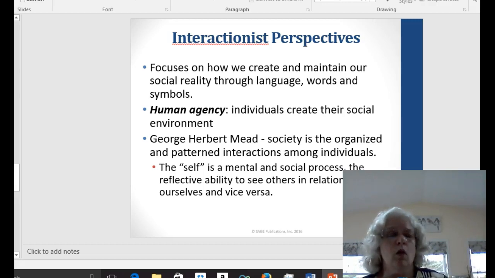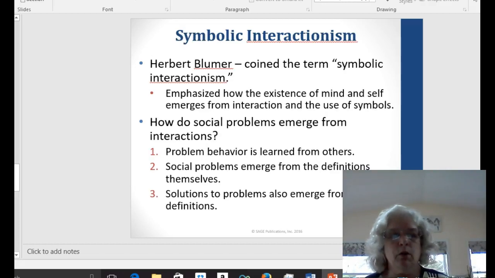But Mead is well before that, and he talks about the self as a mental and social process that reflects the ability to see others in relationship to ourselves and vice versa. Following Mead, there are people who talk in symbolic interactions, such as Cooley, who looks at the looking glass self, as well as Herbert Blumer, who coined the term symbolic interaction, which emphasizes how the existence of the mind and the self emerges from interactions and how we see these symbols being used.